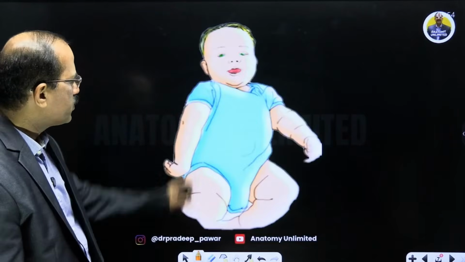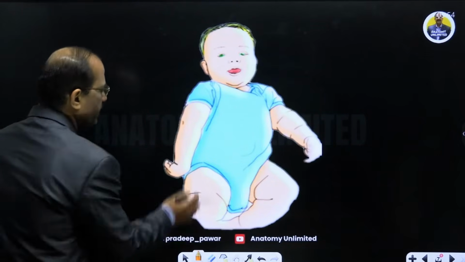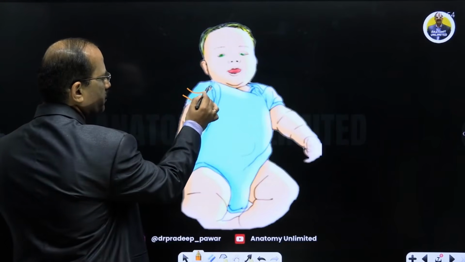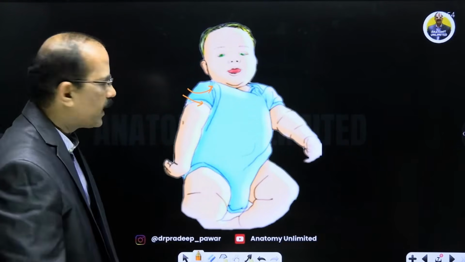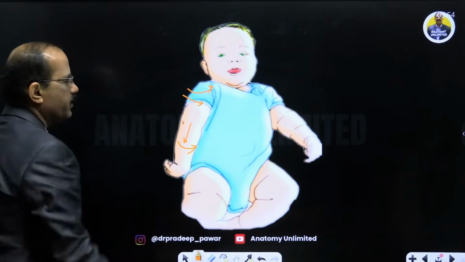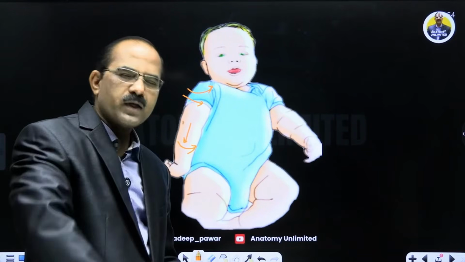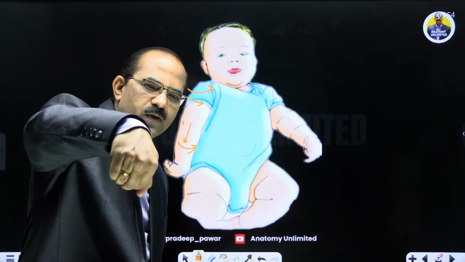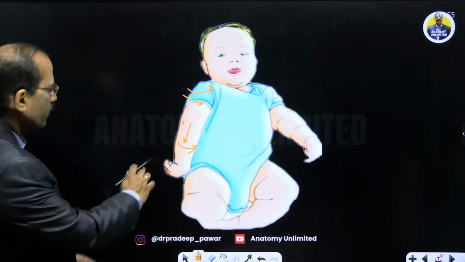So how is the position of upper limb? देखो, arm is adducted. ये adduct हो गया. Arm is medially rotated. Forearm is extended. Forearm is pronated. जब ऐसे होता है तो finger becomes like this. What do you call this as?